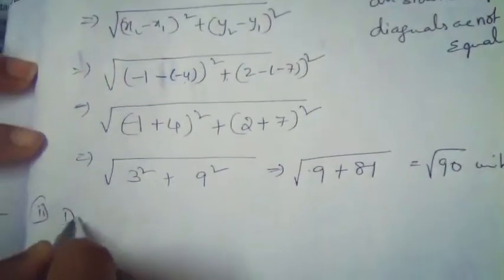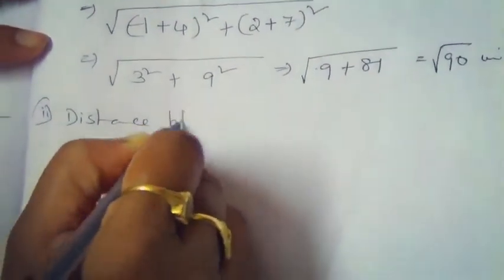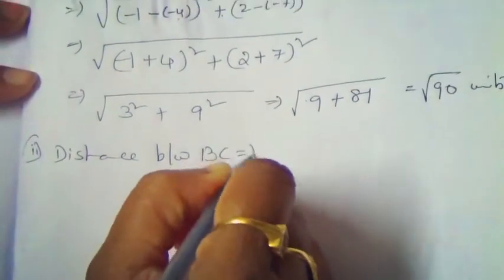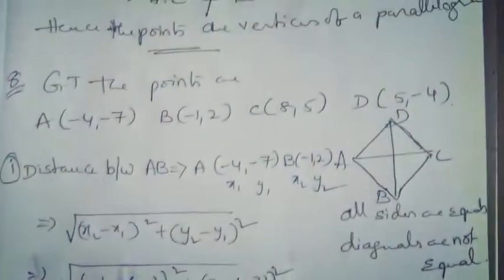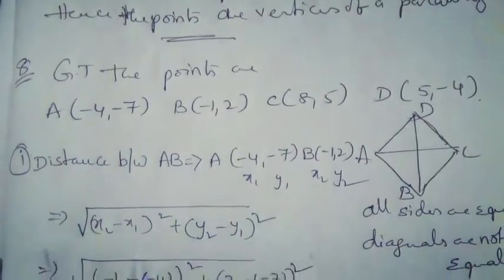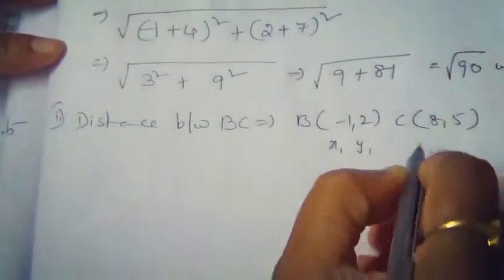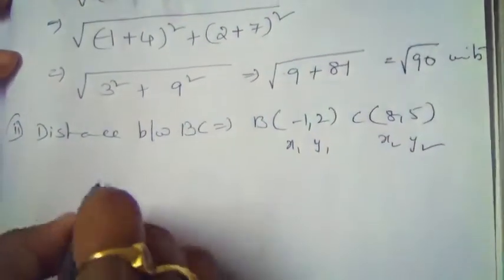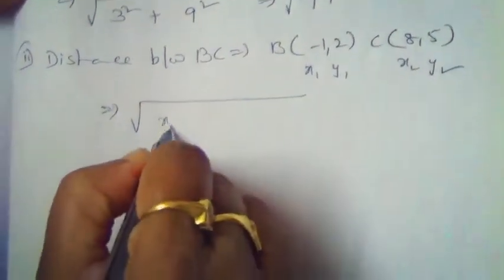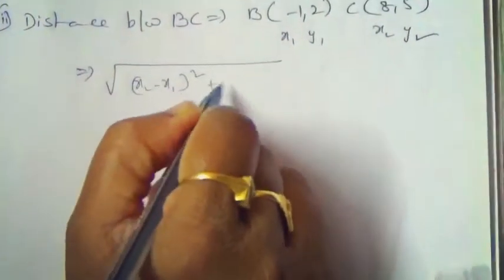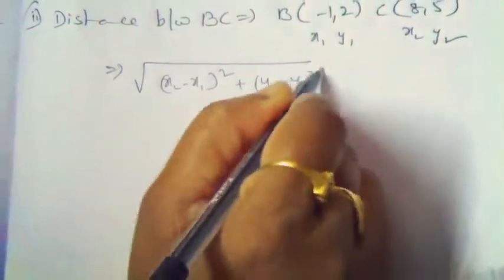Second one, distance between B and C. What is B? Minus 1, 2. What is C? 8 comma 5. Let us take these values also as x1, y1, x2, y2, that is x2 minus x1 whole square plus y2 minus y1 whole square.